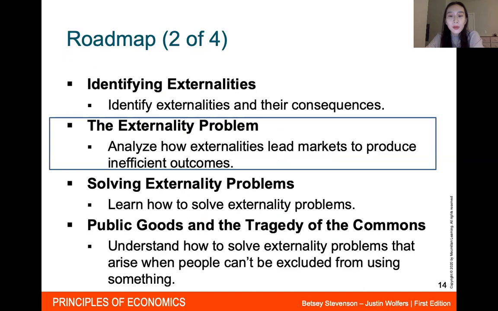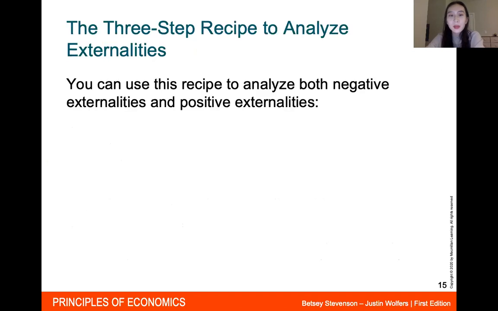Now, we will further analyze externalities in our supply and demand model. So the framework is pretty straightforward. First, we draw the private cost and private benefit curve, in other words, the initial supply and demand curve. We will find out the equilibrium point.